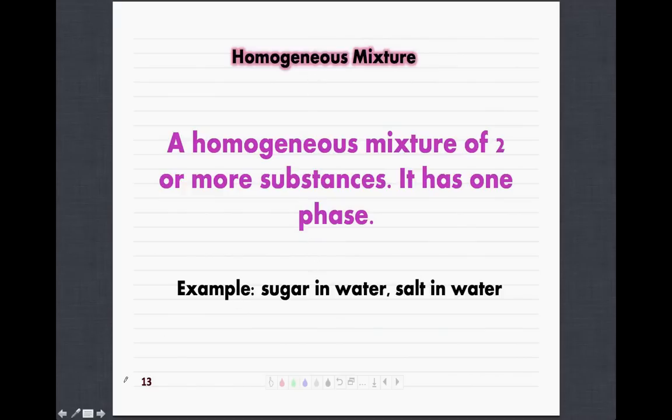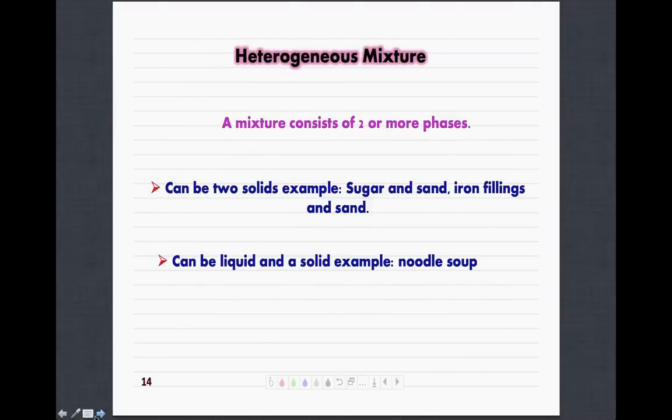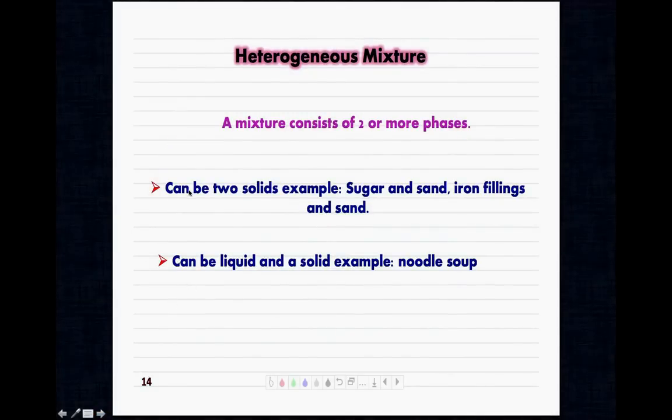An example of that is copper sulfate. You see one phase. There is no two phases. You see a colored thing, and it is one phase. That's a homogeneous mixture. Now, a heterogeneous mixture is a mixture that consists of two or more phases. Can be two solids like sugar and sand, iron filings and sand. Can be liquid and solid like the soup that we eat. It is a heterogeneous mixture.